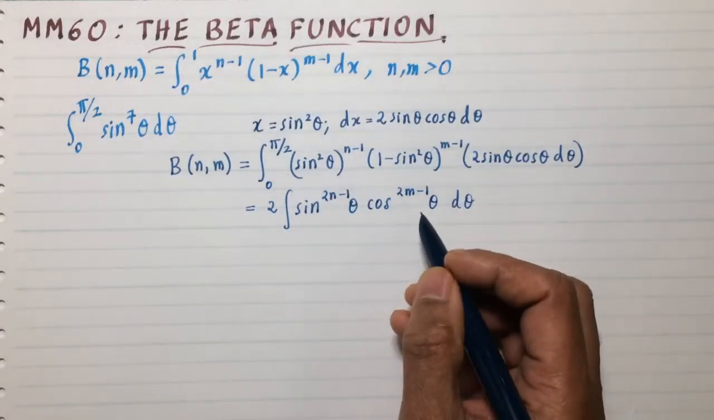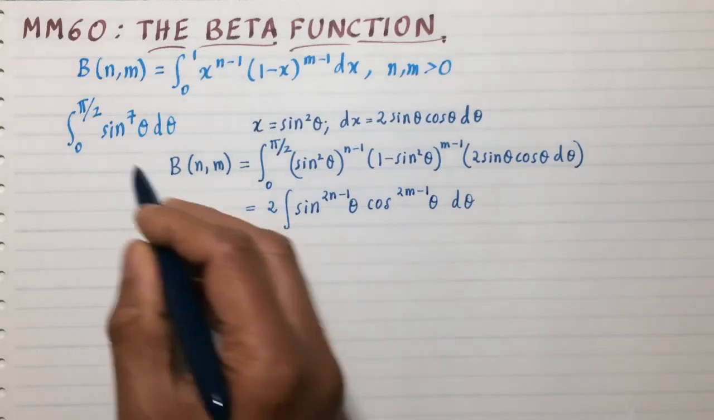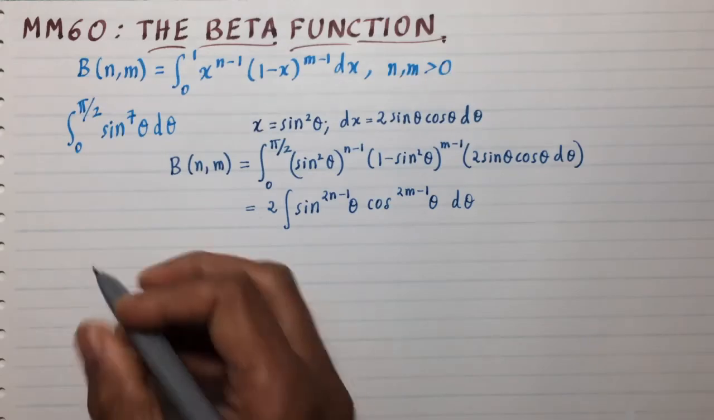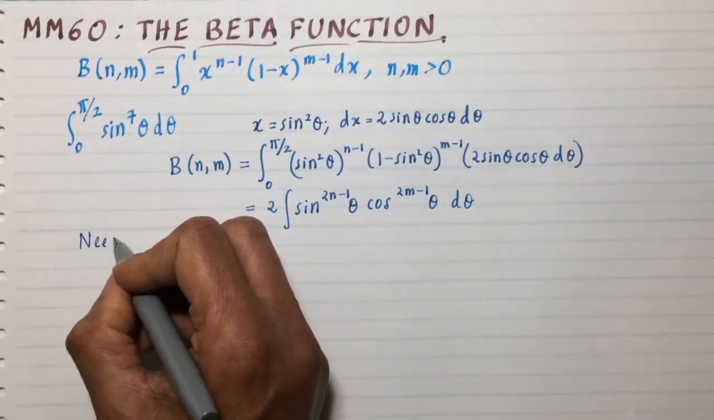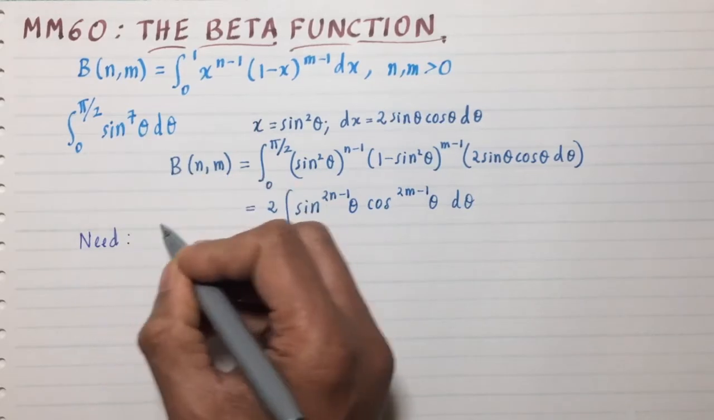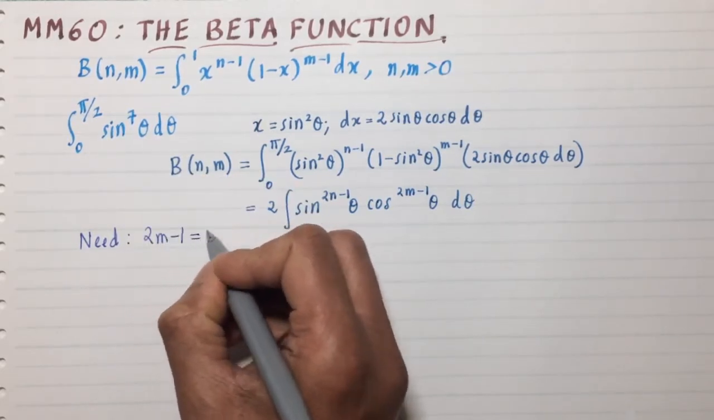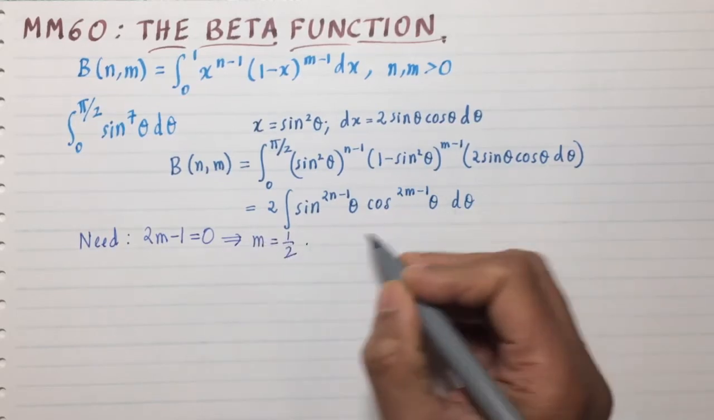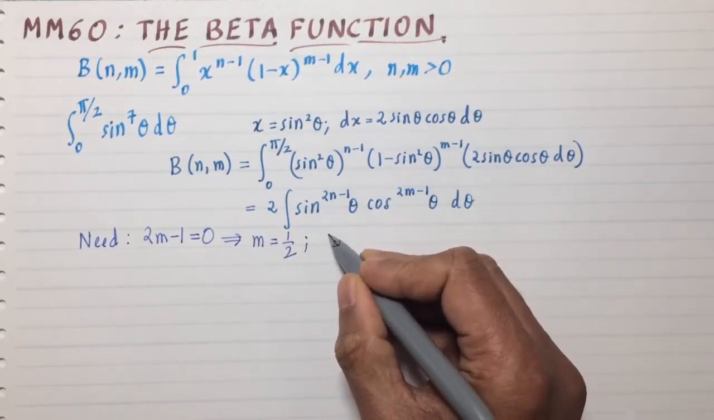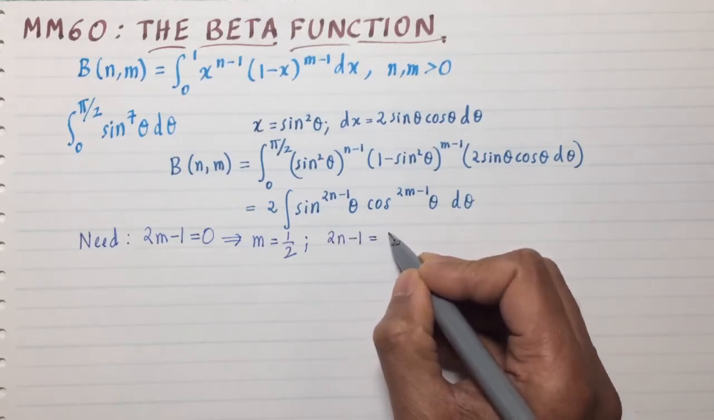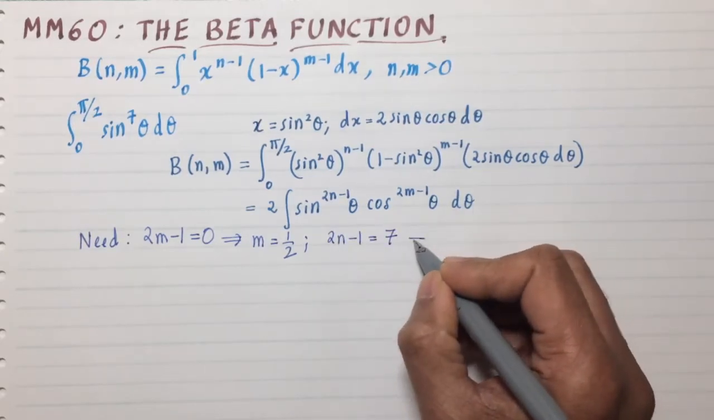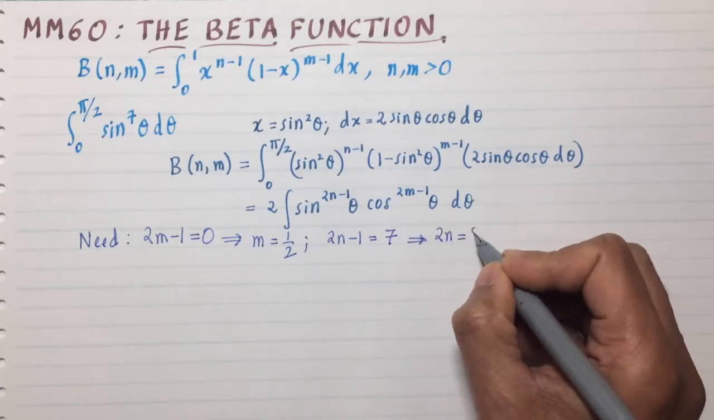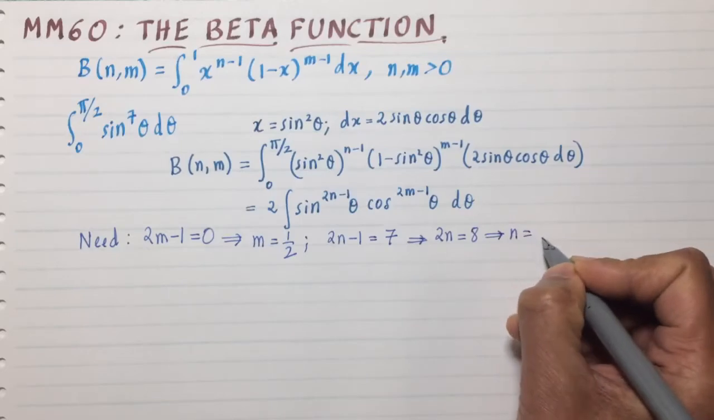It's really useful, and we can use this. For example, in this particular case, what we need here is, there is nothing with cosine here. So we need 2m minus 1 to be equal to 0. That immediately solves for m. m is 1/2. Also, we need 2n minus 1 to be equal to 7. And that solves n. That gives me 2n equals 8 or n equals 4.